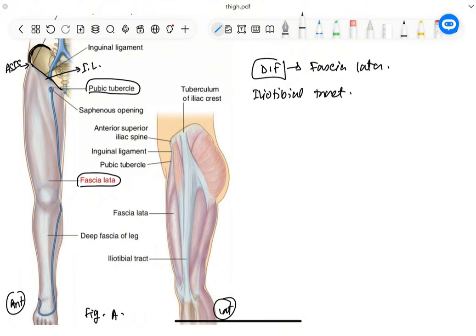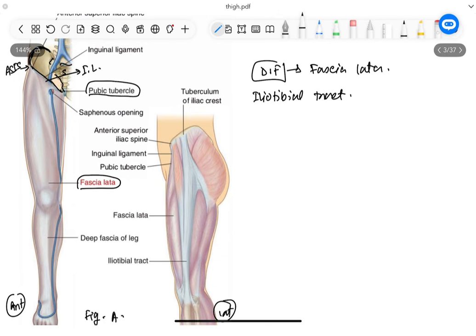And when it goes backside, it will even be attached with the sacrum, and even the coccyx, and the sacrotuberous ligaments also. And medially, when again it is coming medially, it will be attached with the pubic bone also. So, this is the superior attachment.